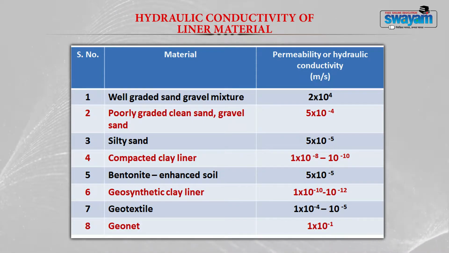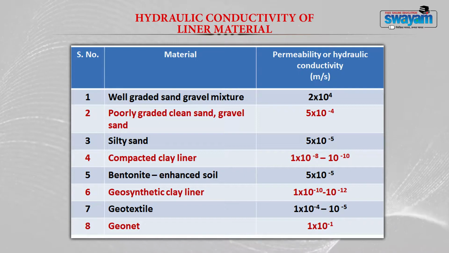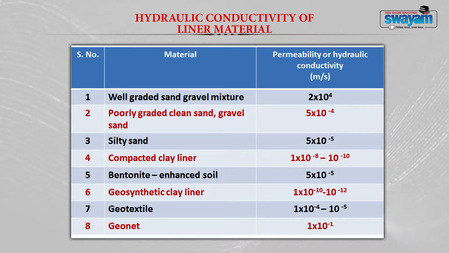Now the well graded sand gravel mixture has a hydraulic conductivity or permeability of 2 into 10 to the power of 4. Likewise, clean sand or gravel sand has 5 into 10 to the power of minus 4. Silty sand again 5 into 10 to the power of minus 5 meter per second, and compacted clay has a permeability of 1 into 10 to the power of minus 8 to 10 to the power of minus 10 meter per second.